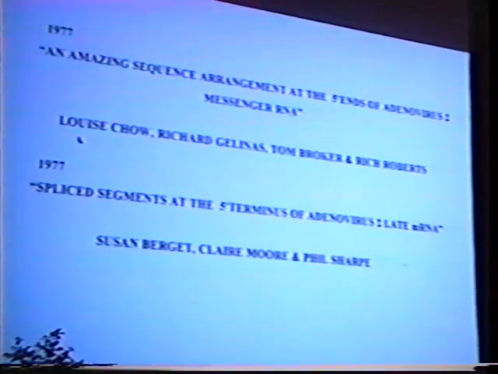The two papers announcing the discovery of messenger RNA splicing. And they were an amazing sequence arrangement at the 5' ends of adenovirus 2 messenger RNA by Louise Chow, Richard Gelinas, Tom Broker, and Rich Roberts. And at the same time, and done completely independently, spliced segments at the 5' terminus of adenovirus 2 late messenger RNA by Susan Berget, Claire Moore, and Phil Sharp. And of course, Rich Roberts and Phil Sharp received the Nobel Prize for this. A discovery that was totally unexpected. There was no predicted or previous theoretical basis for spliced genes.